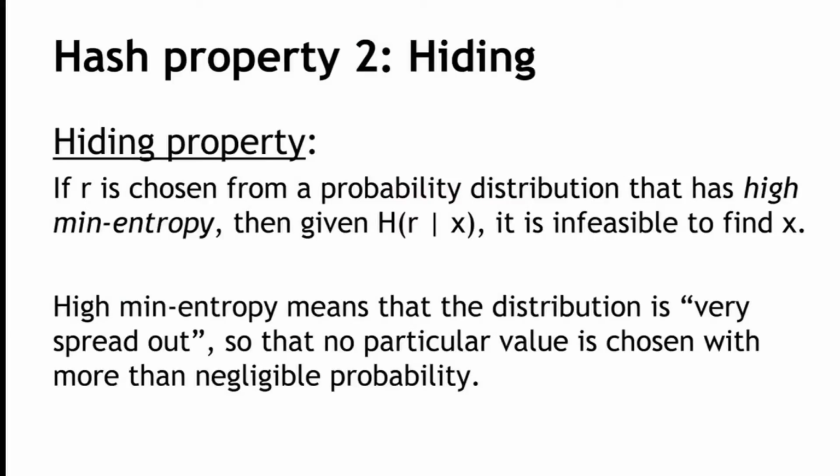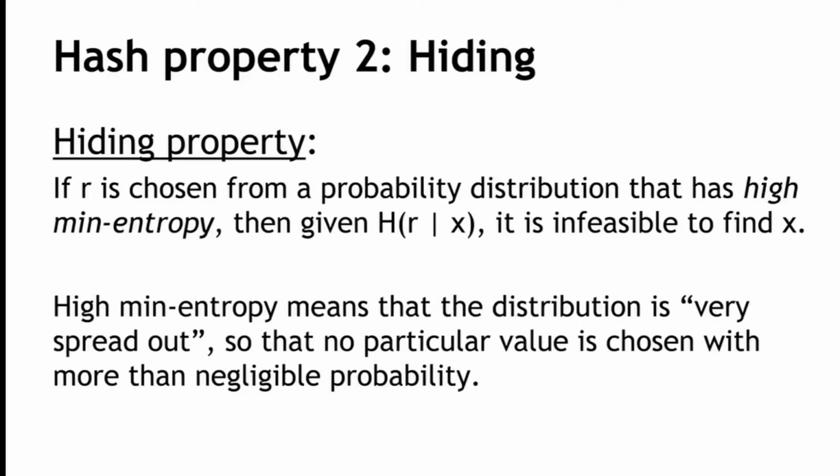So the hiding property that we are going to need to set up is a little bit more complicated. And the way we're going to fix this problem with the common value x, like heads and tails, is we're going to take the x and we're going to concatenate with it a value r, which is chosen from a distribution that's really spread out. And so this H of r concatenated with x means take all the bits of r and put after them all the bits of x. And so what we're going to say is, given the hash of r together with x, it's infeasible to find x, and this will be true in the formally stated property that if r is a random value chosen from a distribution that has high min-entropy, then given the hash of r concatenated with x, it's infeasible to find x.